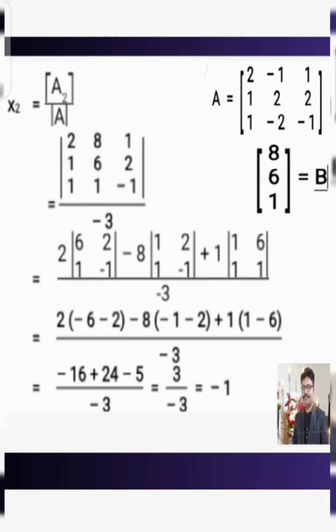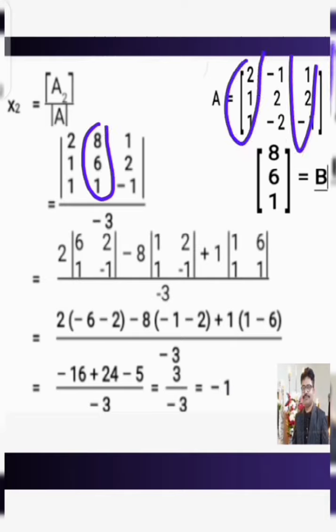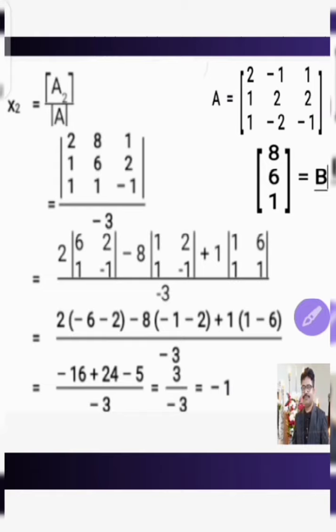Now, as I told you, the A2 determinant is written in the form that b will be written in the second column, and these two columns will be written in their particular positions, column 1 and column 3. Now we will expand the 3 cross 3 determinant.